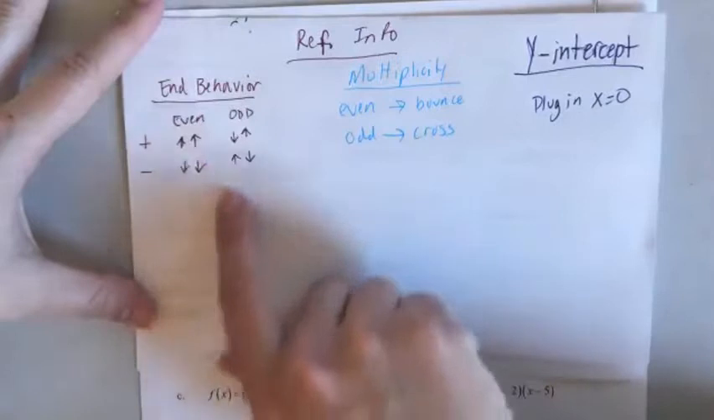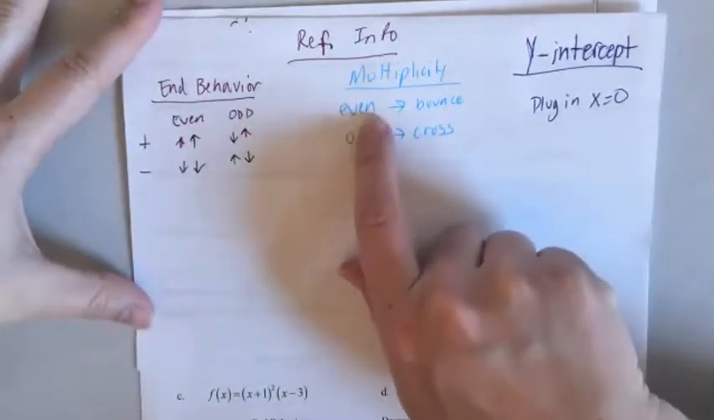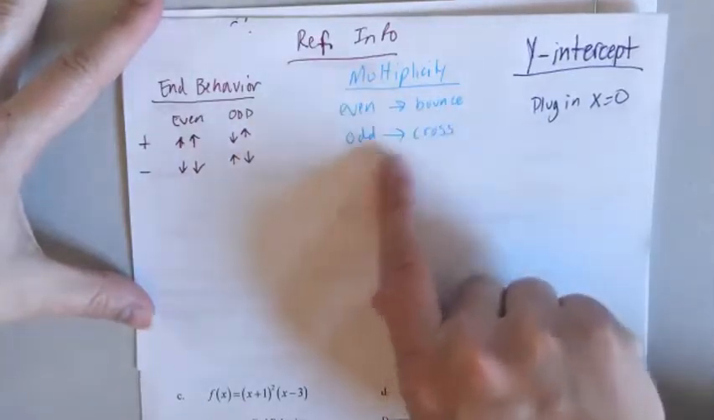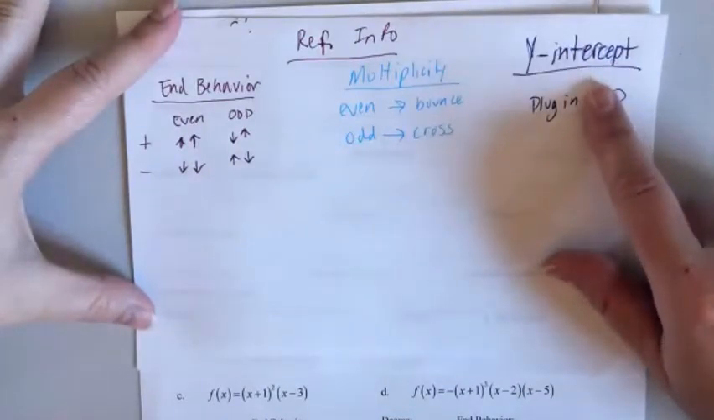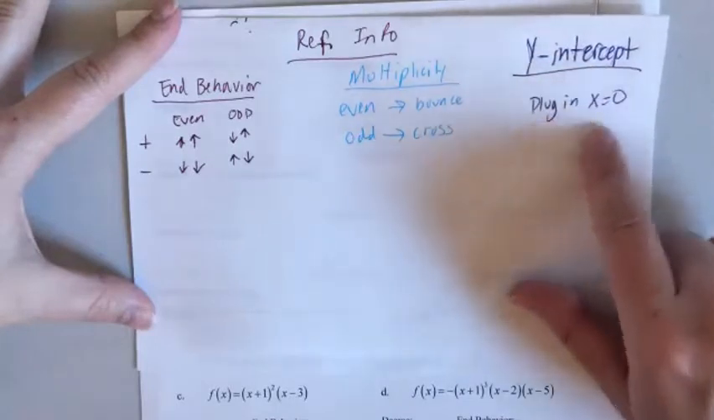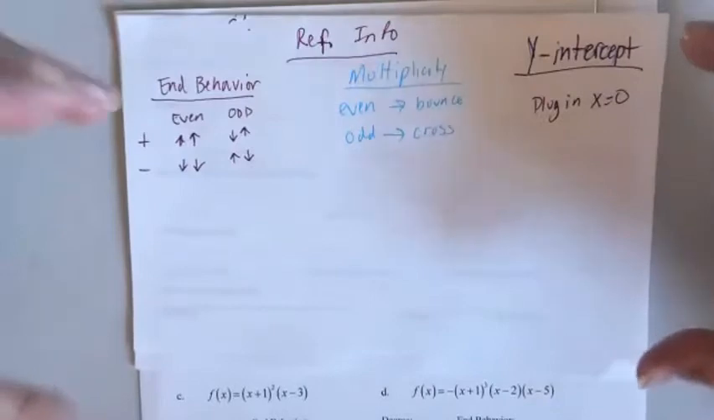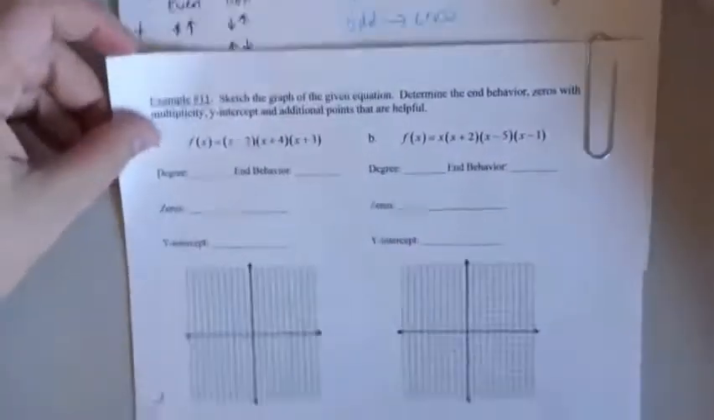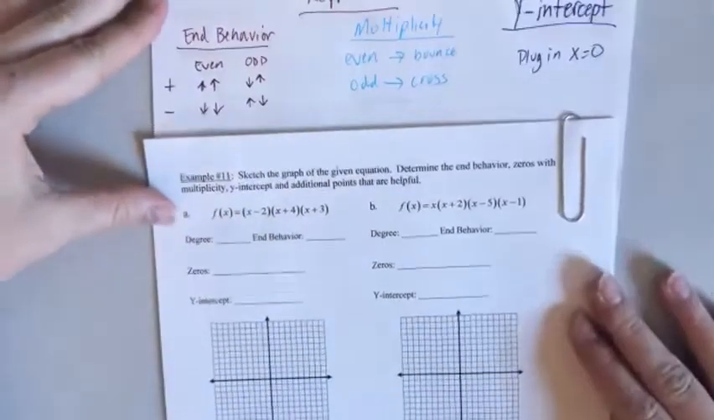Here, I jotted down some reference info about multiplicity. If it's an even multiplicity, for the zeros, it's going to bounce, odd's going to cross. And then something a little new, but I wanted to jot it down as a piece of reference info, is that when we find our y-intercepts on these, we're going to be doing that by plugging in x equals 0. So if you want to pause, jot this stuff down so you've got it handy, and then come back and get started. I'm going to zoom out a little bit so we can still see that part there as well.